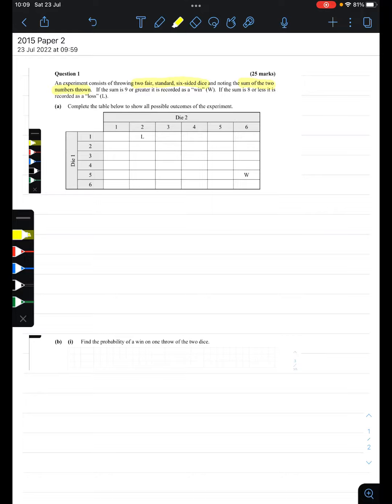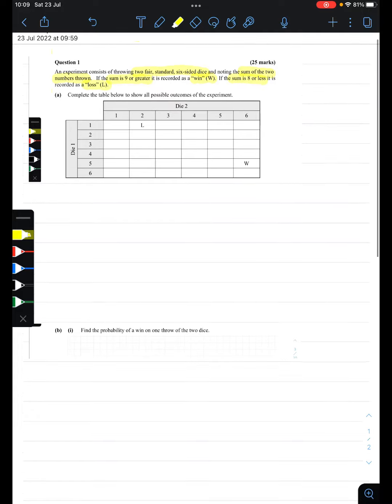If the sum is 9 or greater, it is recorded as a win. So if they roll a 9 or greater, it's a win. And if the sum is 8 or less, it is recorded as a loss. Before we take a look at the question, let's just take a look at this game.